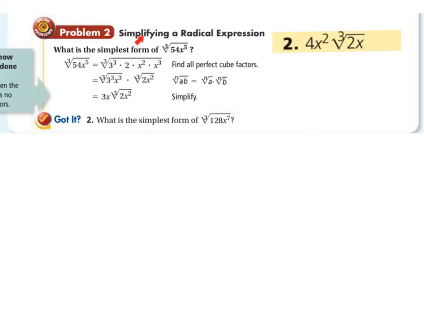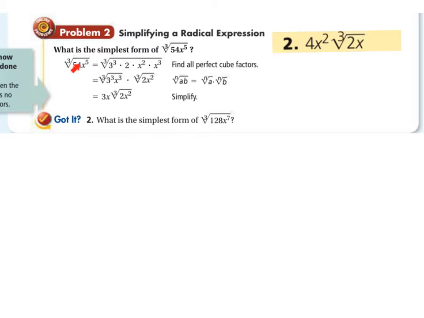Alrighty, so simplifying a radical expression. We can use that rule in reverse as well to pull things apart, which we've already practiced before. But again, using it with cube roots. So what is the simplest form of the cube root of 54x to the 5th?